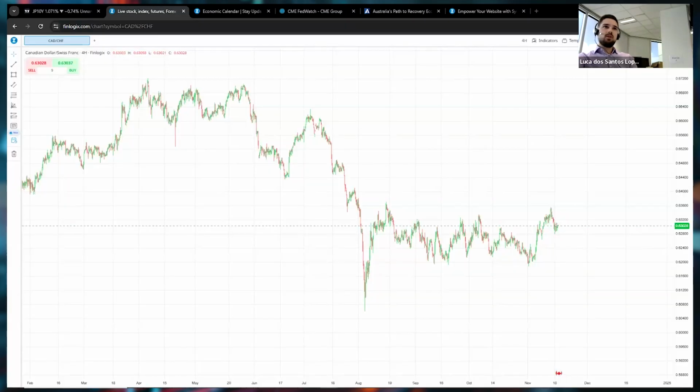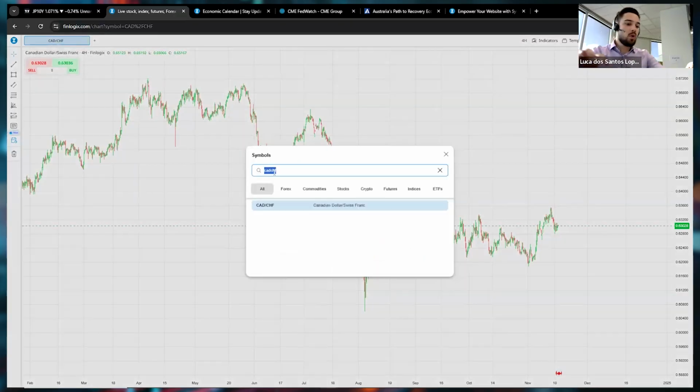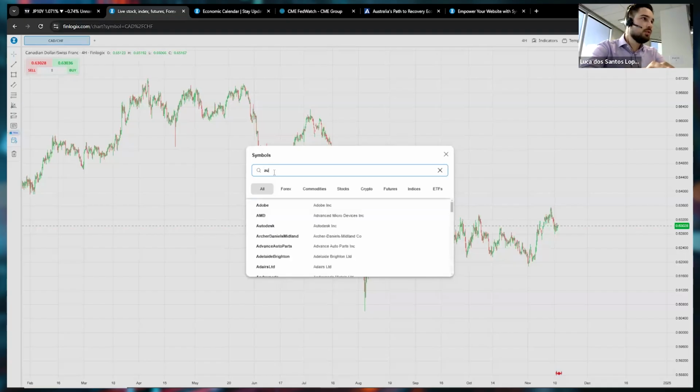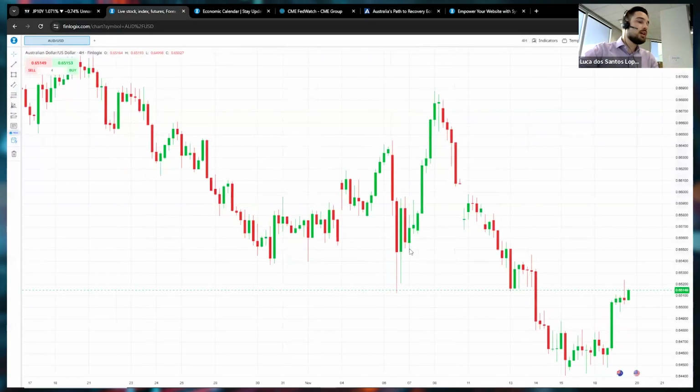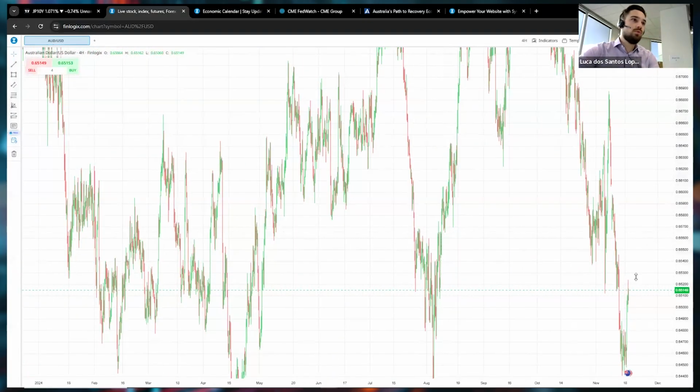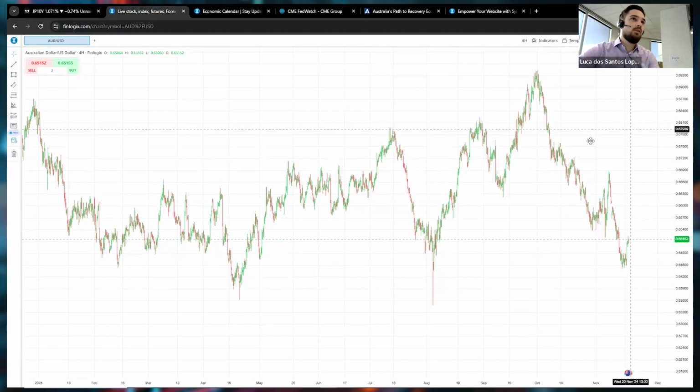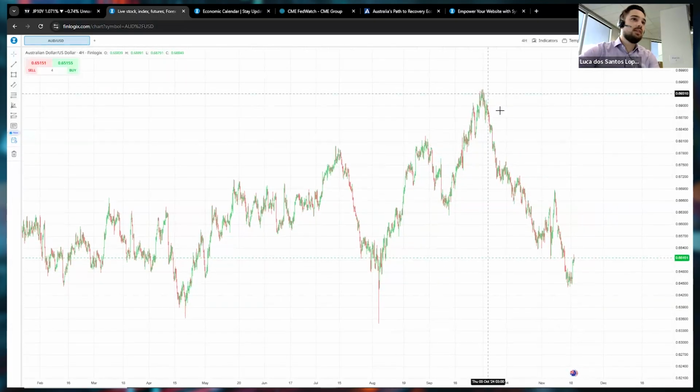We have the next topic. The Australian dollar is searching for some momentum. What is going on with AUD USD? Have a look at that. A crazy move, all the way from 69 down to 64.50.